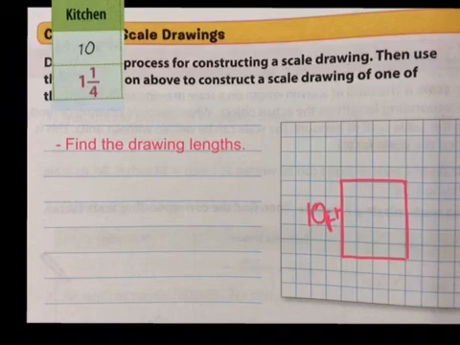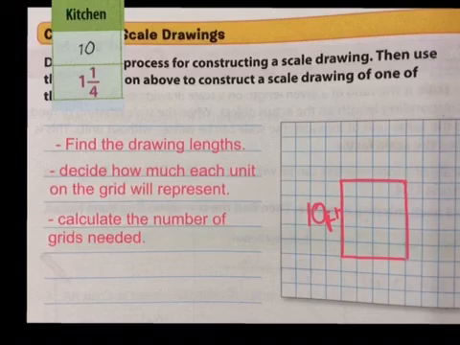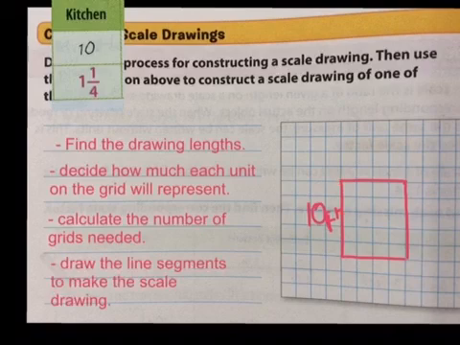First, we have to find the drawing lengths, and here's our drawing length. We have 10 feet is going to be 1.25 inches. Then decide how much each unit on the grid will represent. We were saying that each little square is going to represent 1/4 inch: 1/4, 1/2, 3/4, a whole inch, and then 1.25. Sorry. So that's what we did. Calculate the number of grids needed, as we just did. And finally, draw the line segment. There, we drew it to make the scale drawing. So you understand this is exactly 10 feet, this is exactly 10 feet.